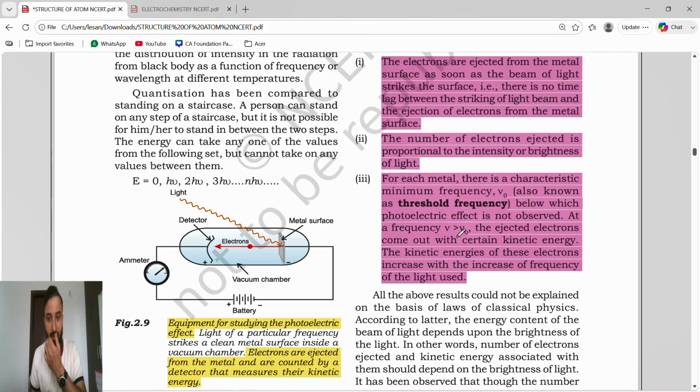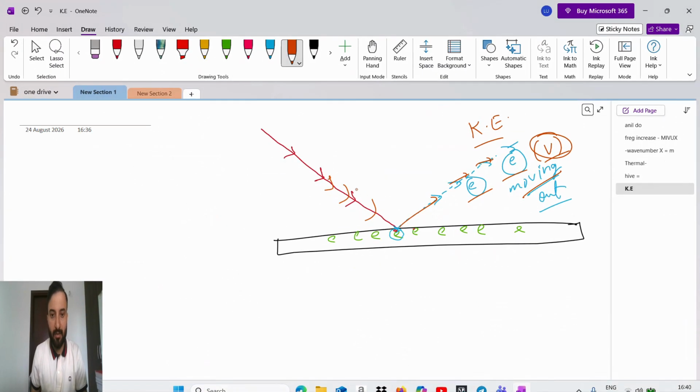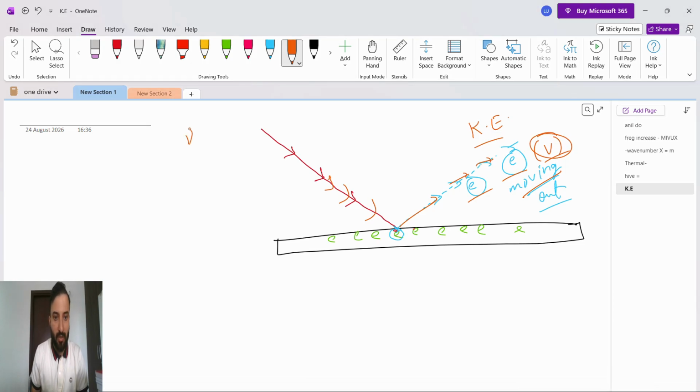So if the frequency is greater than the threshold frequency, the ejected electrons come out with certain kinetic energy. Just now I explained, the kinetic energy of these electrons increases with increase of frequency of light, correct? So, guys, whatever frequency we use should be greater than the threshold frequency. This is mu naught, called the threshold frequency. Then only what will happen? The electrons will start releasing at a faster rate.